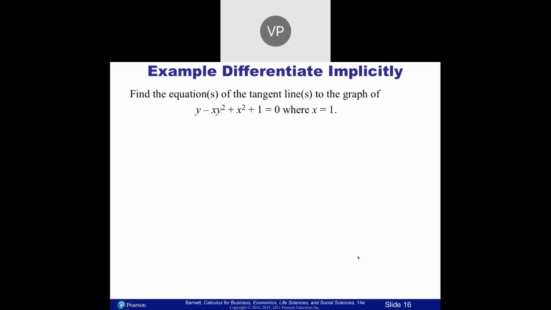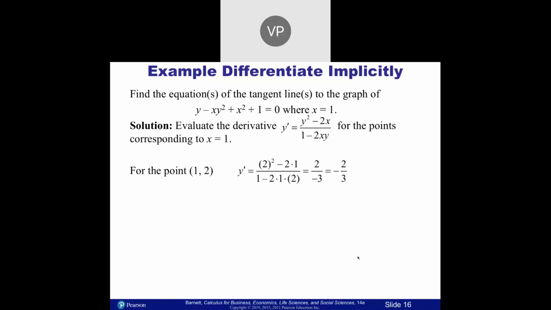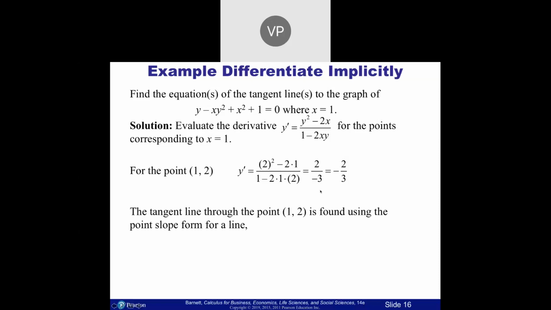And then now we do the same thing at the other point, the 1 comma 2. So you go back to the derivative that we found right here, plug in the 2 for y's, here, plug in the 1 for the x's here and here, and then this tangent line has a slope of negative 2/3, and once again we plug this into the point slope formula, and now the other tangent line is y equals negative 2/3 x plus 8/3.